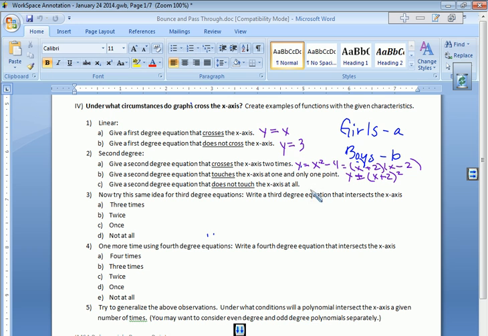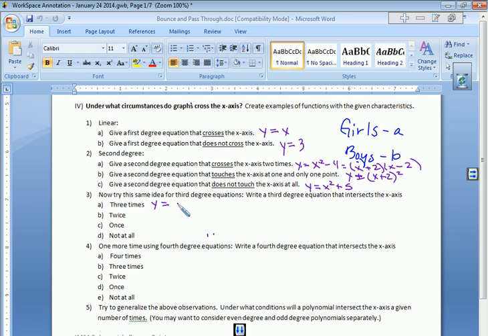Y equals x squared plus 5. Excellent. Okay, now we're moving on to cubics, 3rd degree equations. All right, girls, give me one that crosses 3 times. Y equals 2x times x plus 3.